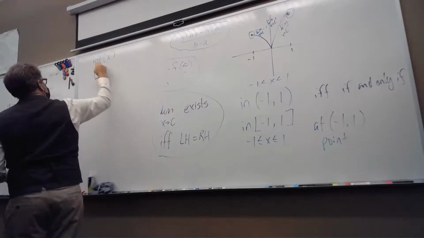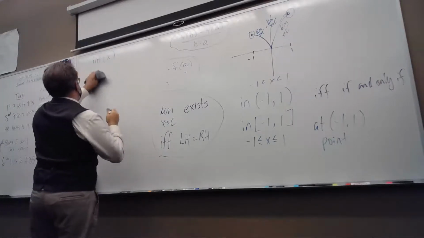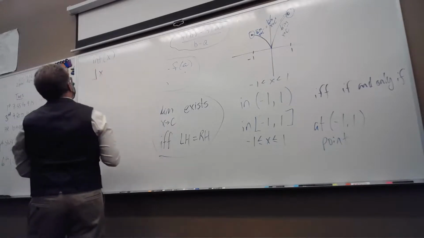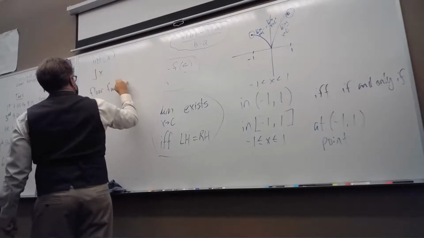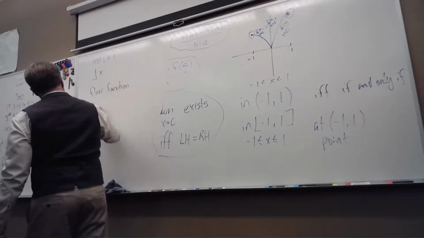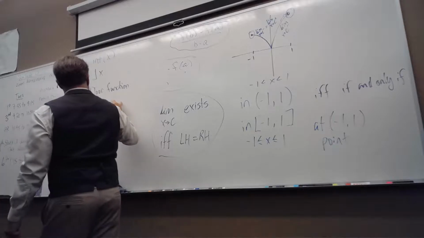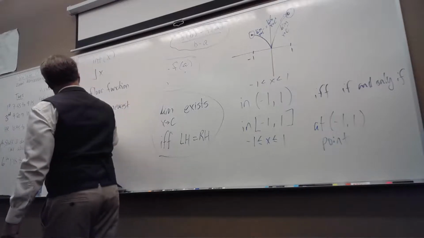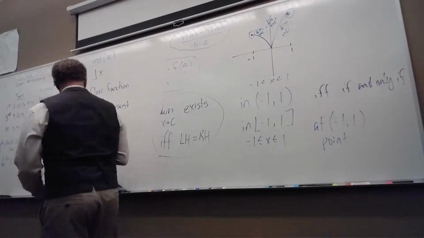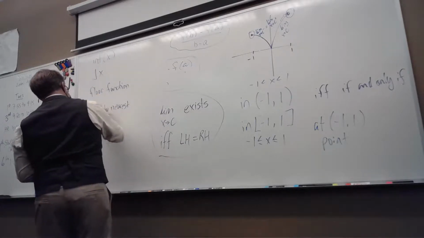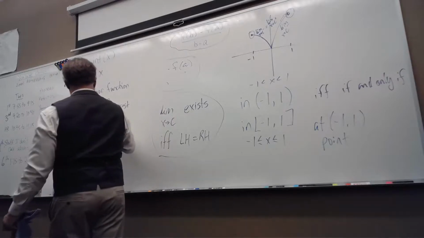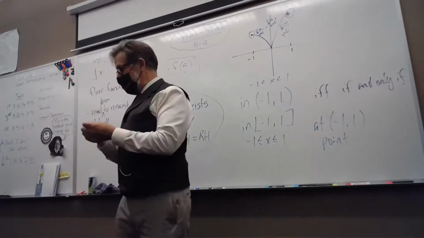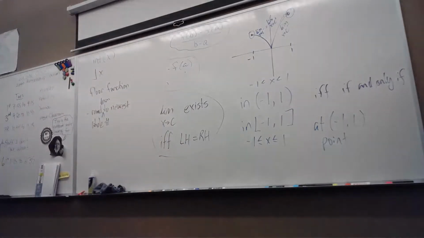Sometimes written like this. This is called the floor function. And here's what it does. Round down the nearest whole number. Int of 1.5 is 1. Int of 0.3 is 0.